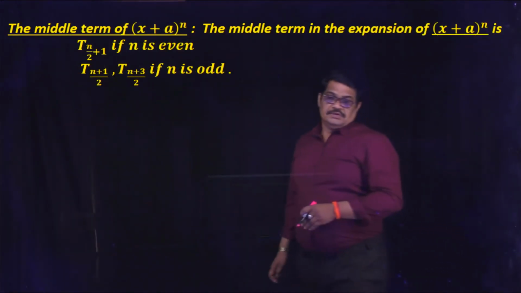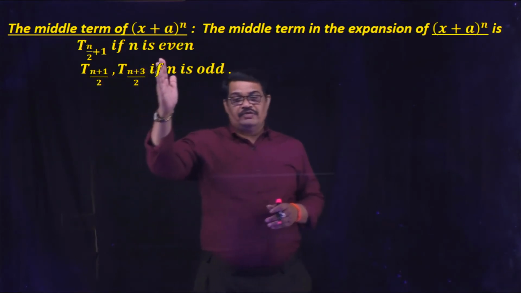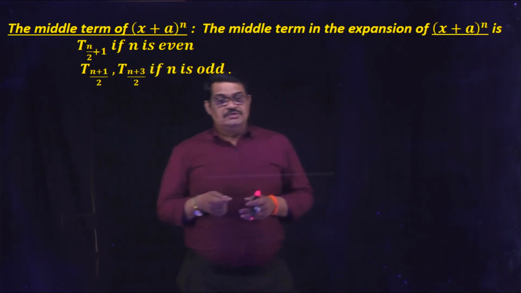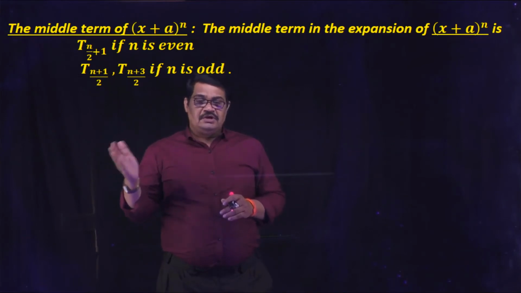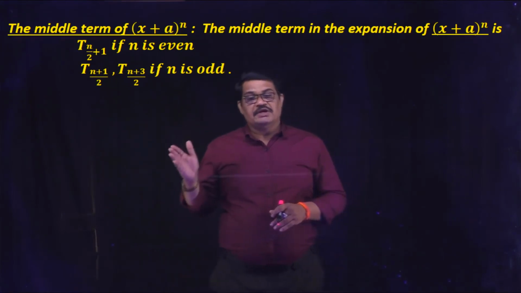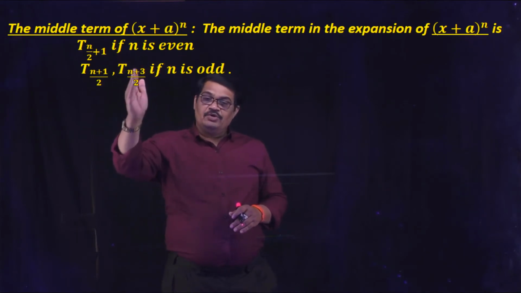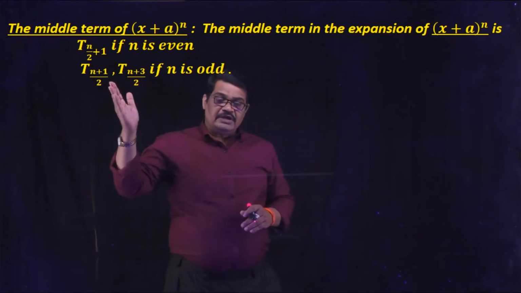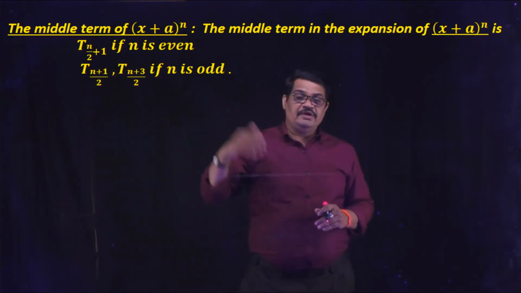Okay. Next, see the concept of the middle term of (x plus a) whole to the power of n. In that expansion, what is the middle term? The middle term in the expansion of (x plus a) whole power n has two cases. If n is even, then the middle term is T(n by 2 plus 1). If n is odd, then there are two middle terms. These are T((n plus 1) by 2) and T((n plus 3) by 2).